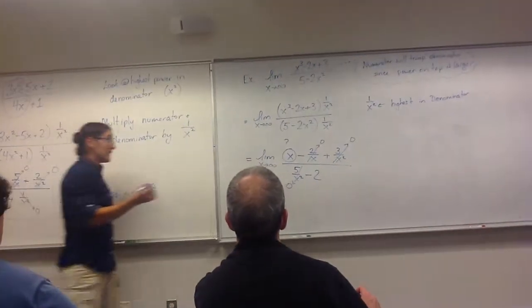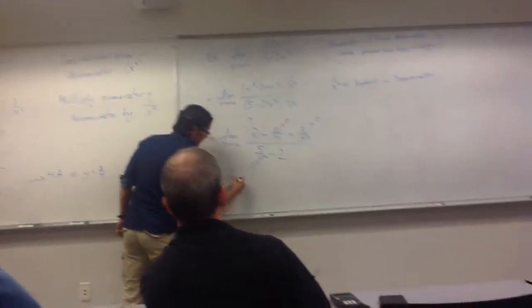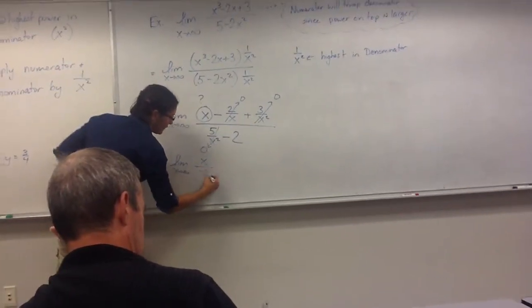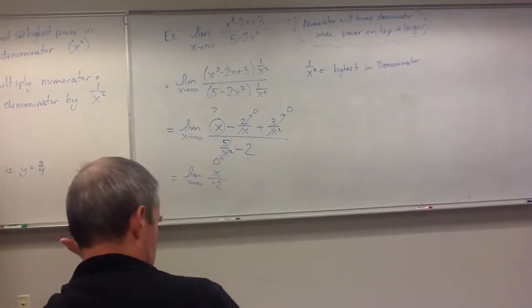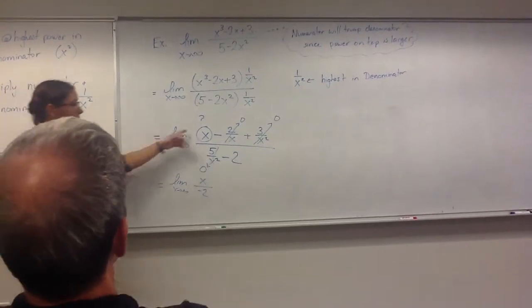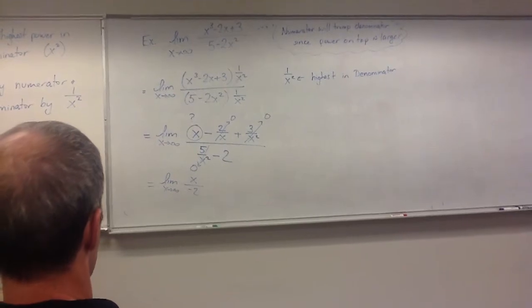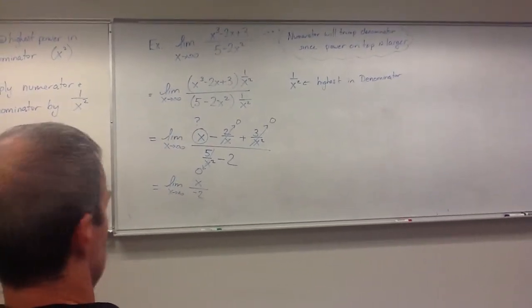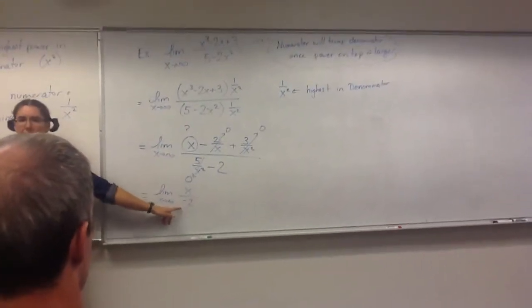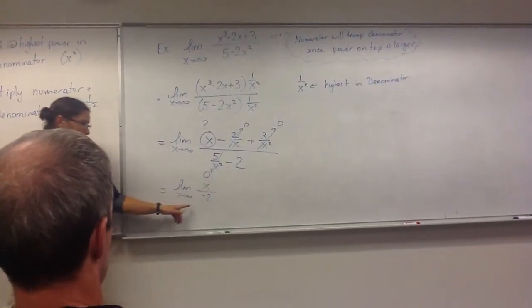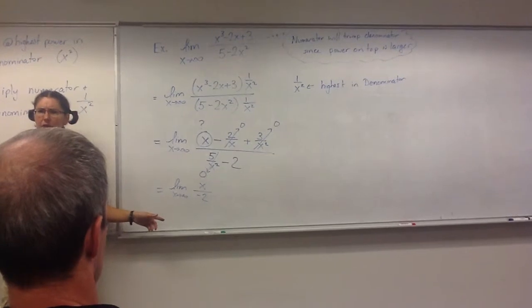And so what we're left with here is our limit as x approaches infinity of x over negative 2. We've got x minus 0 plus 0, and at the bottom we've got 0 minus 2. So now when I look at this expression right here, what happens to x over -2 as x gets really big?